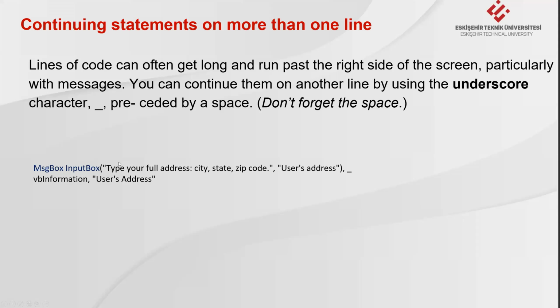And when you run this code, it is first going to ask the user for the city, state, and zip code with the title of user's address. So here is the main part. And then when you get this information from the user, the message box will write this information, and then it's going to say the user's address is the title, and it's going to show this icon. Okay, so you can use them together in one line as you see.